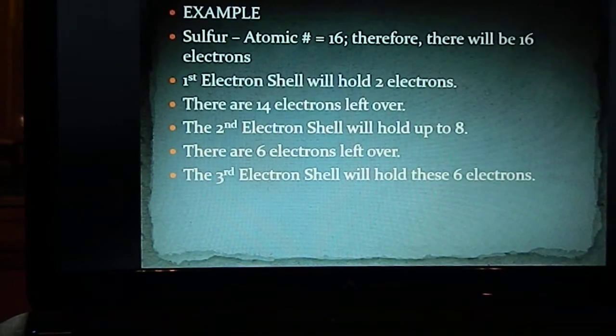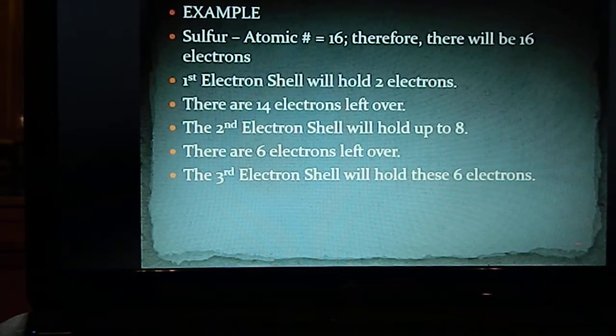And so sulfur has an atomic number of 16. All right, so if your atomic number is 16, the first shell will hold up to 2, and that leaves us 14 electrons. Then the next shell can hold up to 8. So we have the first shell have 2, the second shell has 8, so that leaves us 10. So in the next shell we have 6 left over, and those would go into the third shell, right?